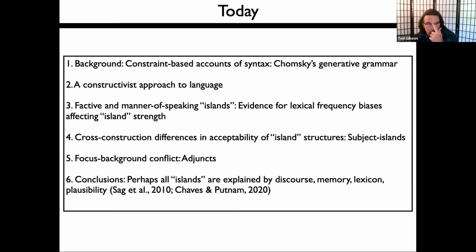And I'm going to present data that's difficult for the original conception of the constraint-based approach to handle and make sense of, but they make sense perfectly in the usage-based or construction-based setting. Okay, so here's the context.